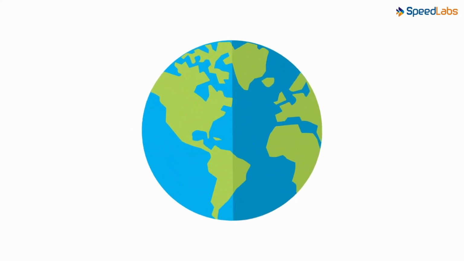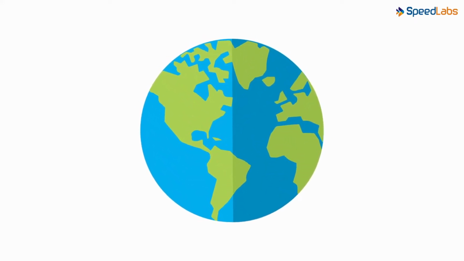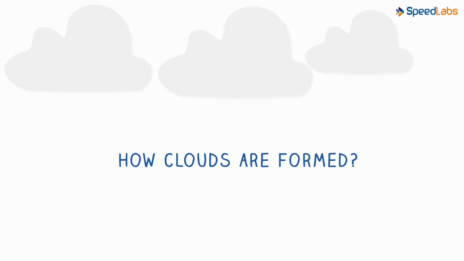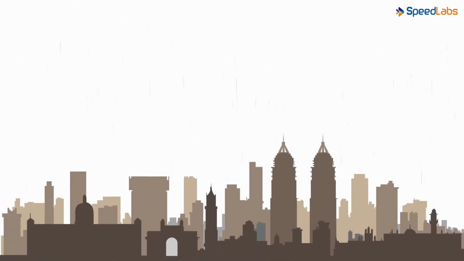Do you know what is the major source of water on this earth? Rain. That's absolutely correct. And where does rain come from? The clouds. Okay, fair enough. But do you know how clouds are formed? How is it that those white fluffy things in the sky come down upon us as cold tiny water droplets?